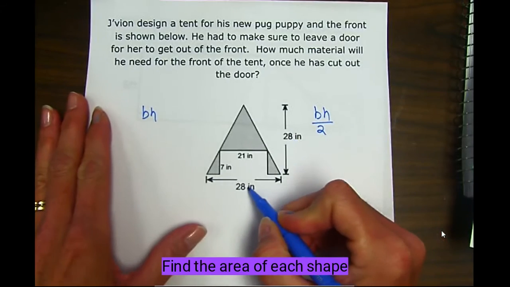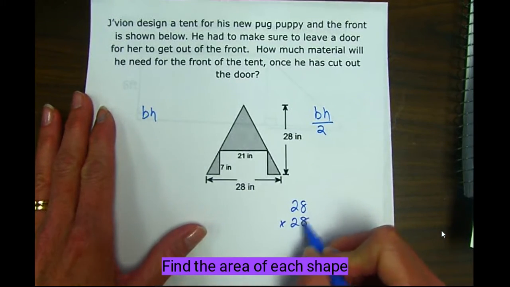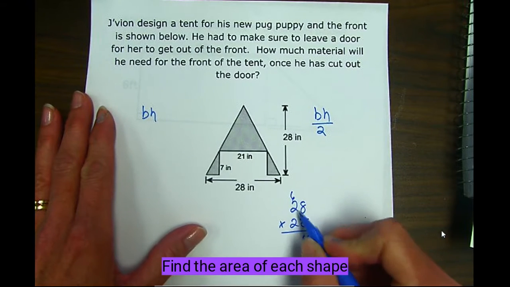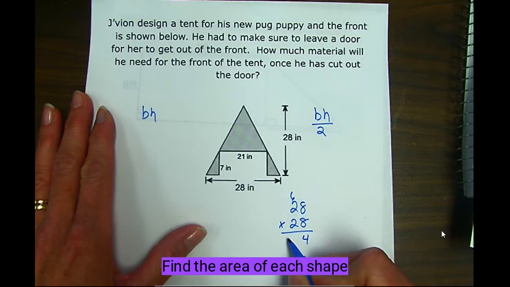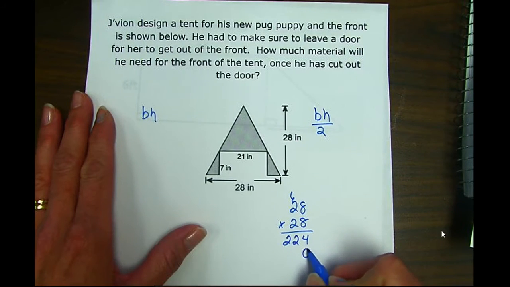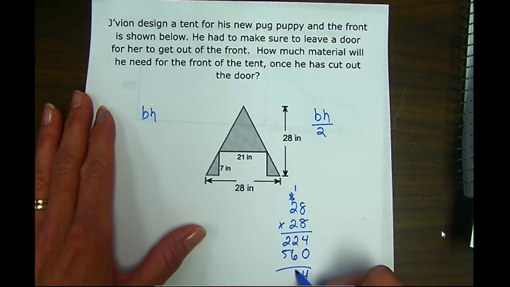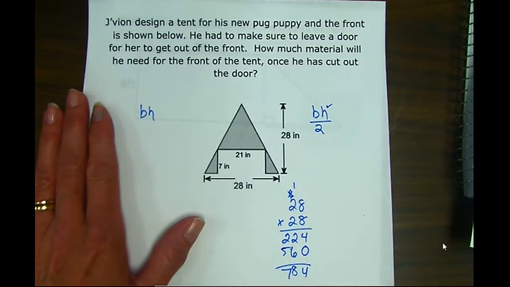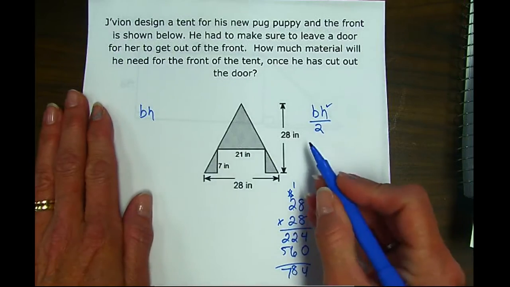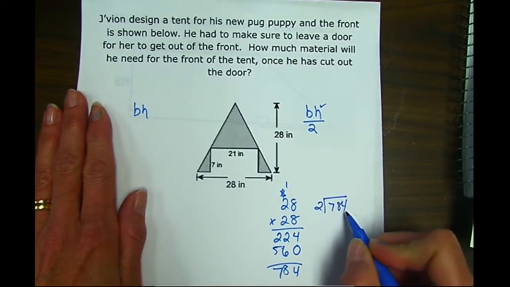So our base and our height are 28 and 28. So we're going to do 28 times 28. We add that up: 784. Now we've done this step, but now we need to do the bottom. So we need to divide it by 2. So we're going to put 784 inside the house and 2 on the outside.